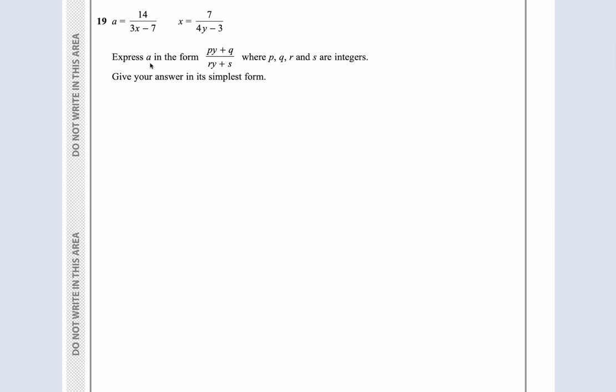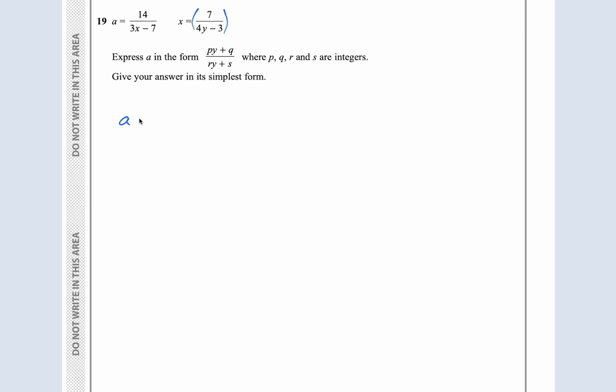A is this, x is this. Express A in this form where P, Q, and S are integers. Right, guys, more algebra. If you're not really good at algebra, this paper was difficult, guys, but we have A, we want to get A in this form. So basically, we don't want any x's, so we're going to sub this in instead of x.